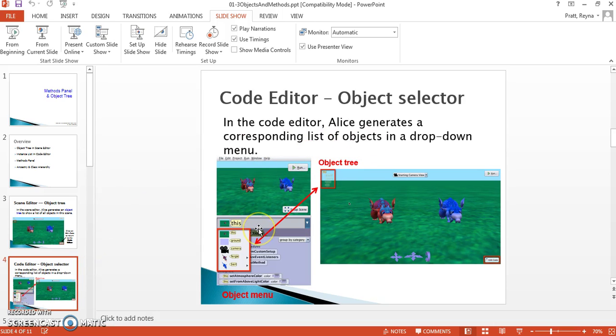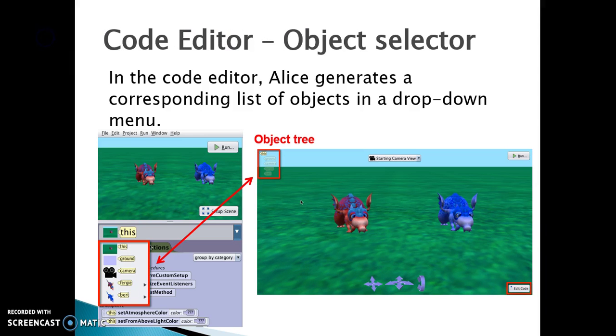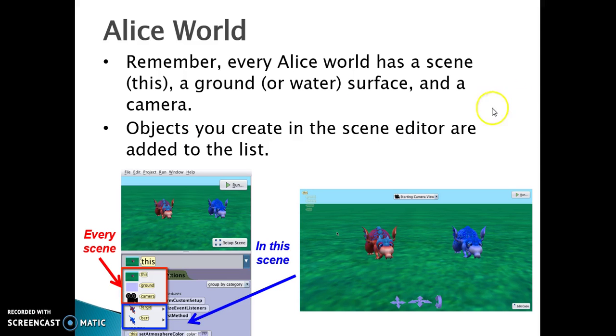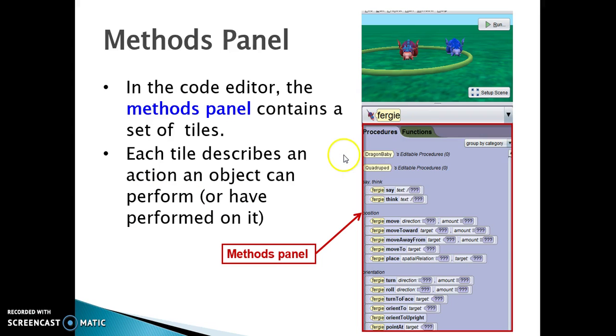And what it also does is it gives you a choice of these things. And you can click on any one of them to edit them if you want. So you remember from last time that every Alice world has a scene. In this case, it's green grass, and that scene is called this, and a camera, and the objects that you've added, just like we said last time.